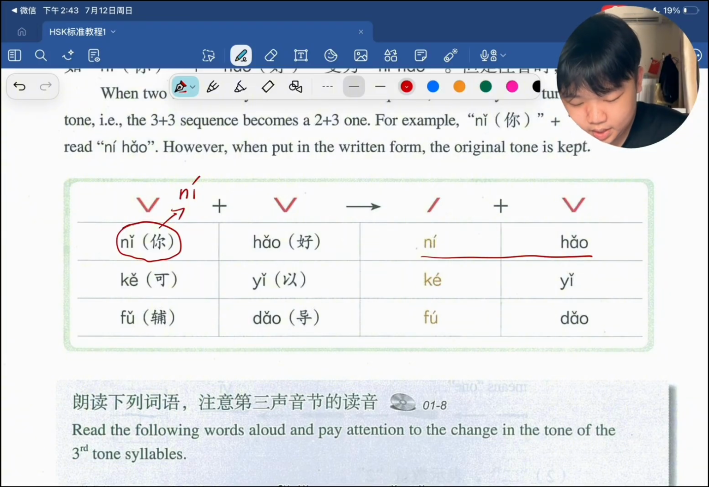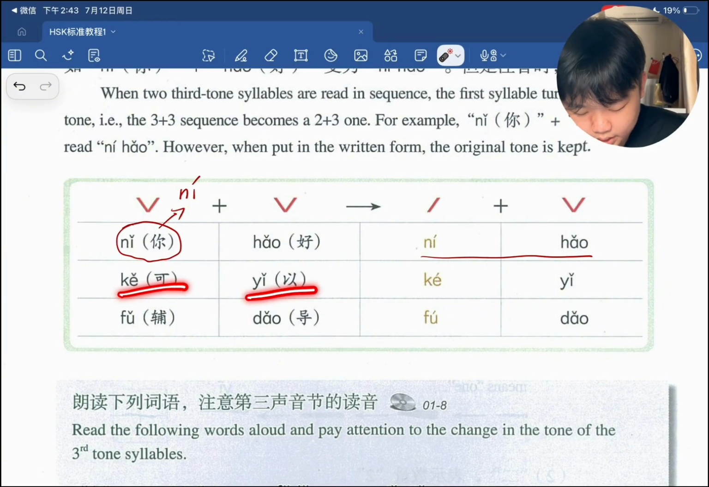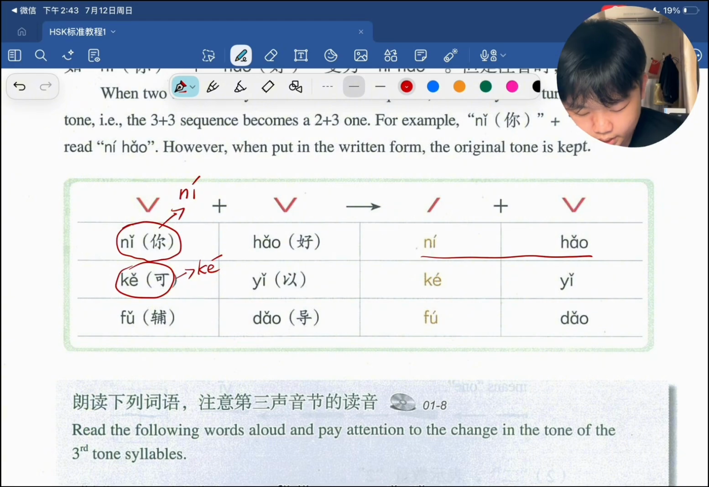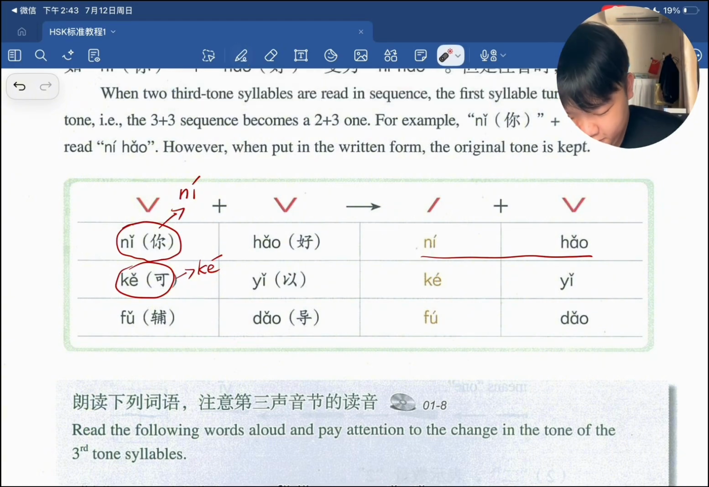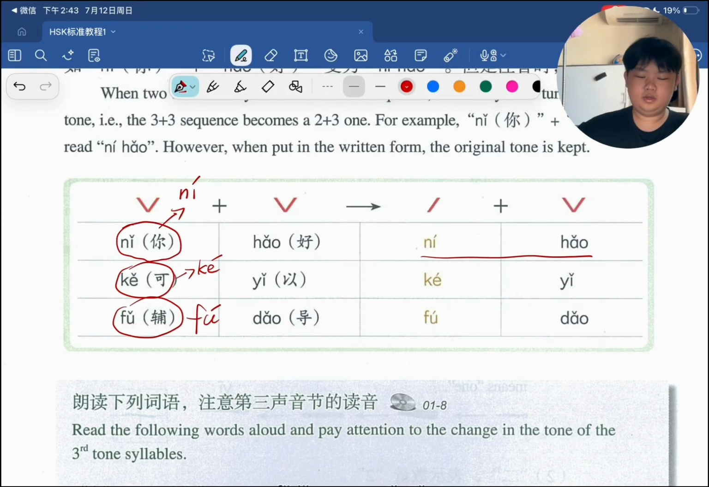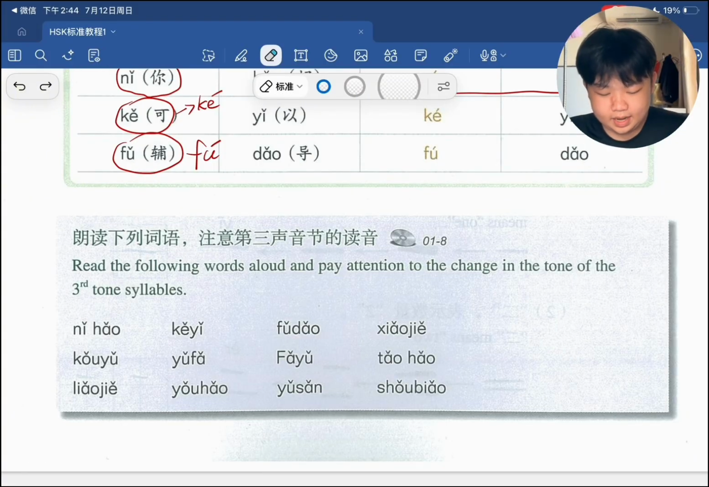And the next one, yi fu. So we change it to yi fu. Alright? Fu dao. And we change it. Fu dao. Read the following words aloud and pay attention to the change in the tone of the third tone syllables. All these words have two consecutive third tones. The first third tone changes to the second tone when we speak them.